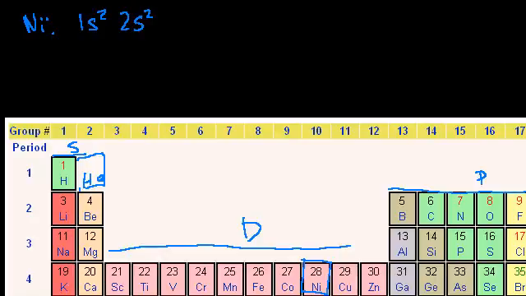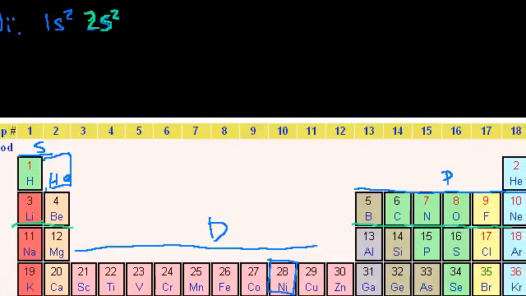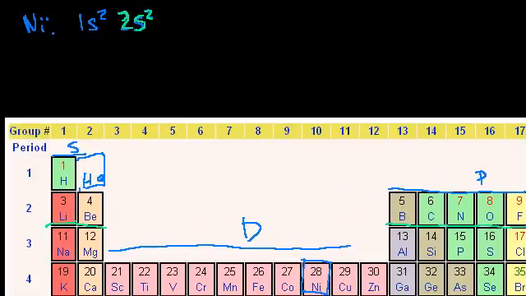And then, actually, let me do each shell in a different color. So 2s2. Then we fill out 2p6. We fill out all of these right there. So 2p6. Let's see, so far we filled out 10 electrons. We've configured 10. Now we're in the third shell. So now we go to 3s2. Remember, we're dealing with nickel.